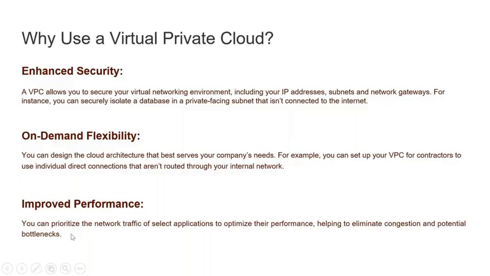Improved performance. You can prioritize the network traffic of select applications to optimize performance, helping to eliminate congestion and potential bottlenecks. So your performance can also be improved by using multiple subnets in the VPC. We'll see how.